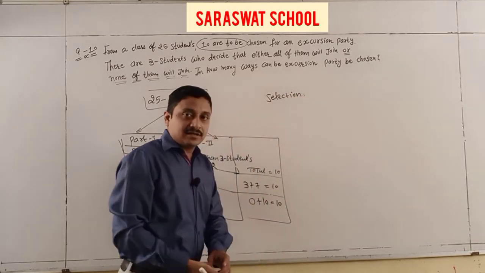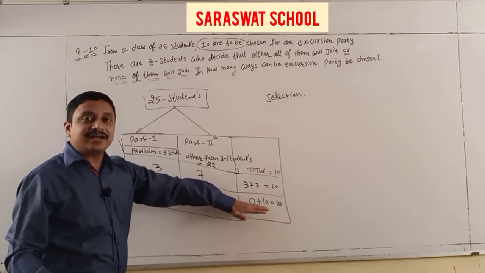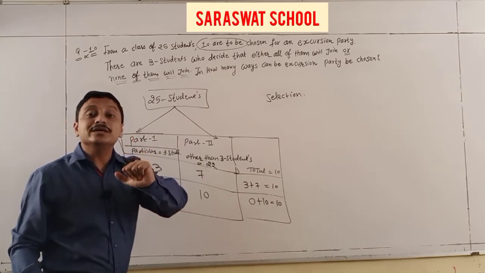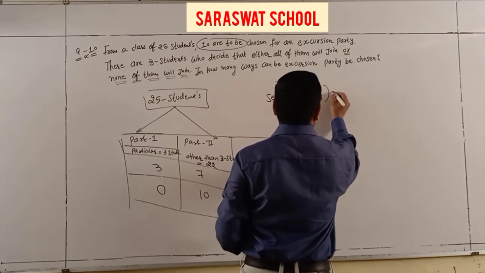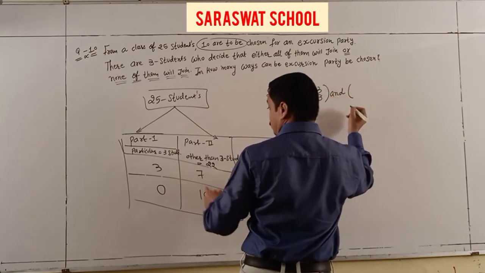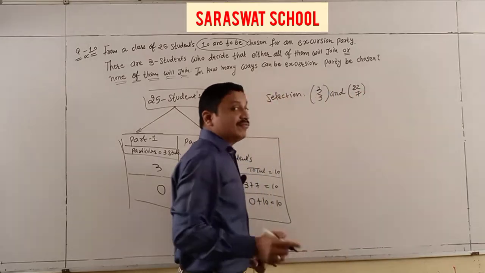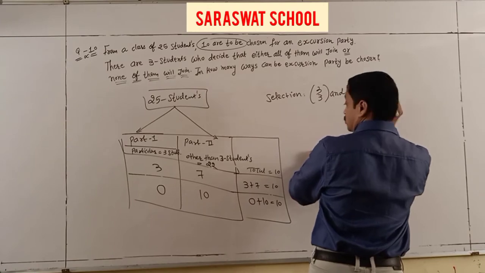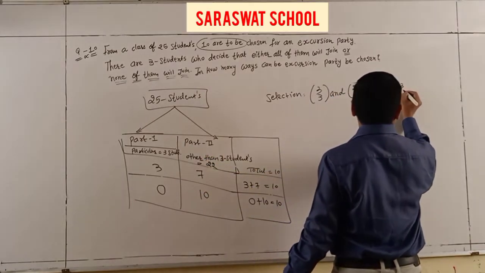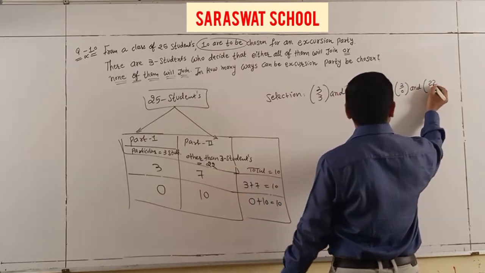Now students, my selection is either this criteria, otherwise this criteria. Anyone is true here. So first selection is 3 out of 3, and next one, students, 22 out of 7. These are the first selection. Otherwise, this is also true: 3 out of 0 and 22 out of 10.